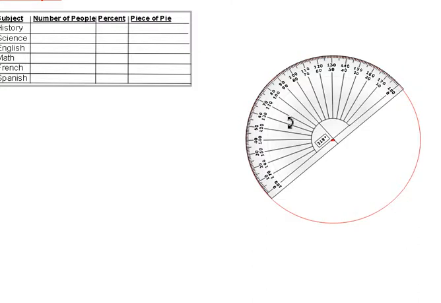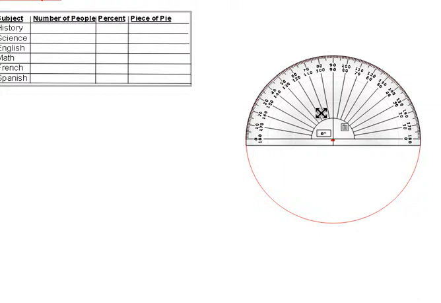Now we can start to see the proportions of each of these numbers. We found out by the survey that 30 people liked history the most, 34, 5, 29, 6, and 4, and we had a total of 108 survey results from this particular question.